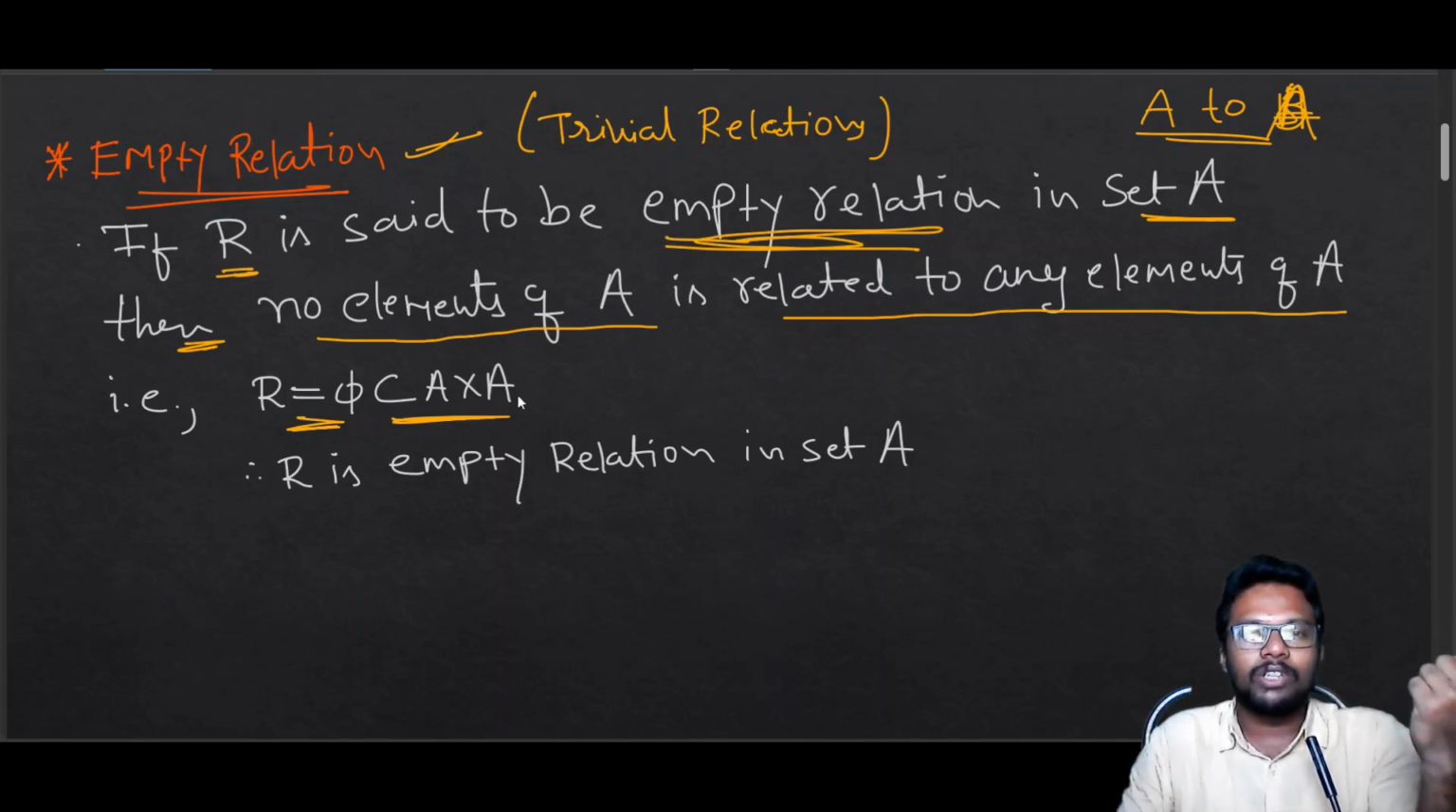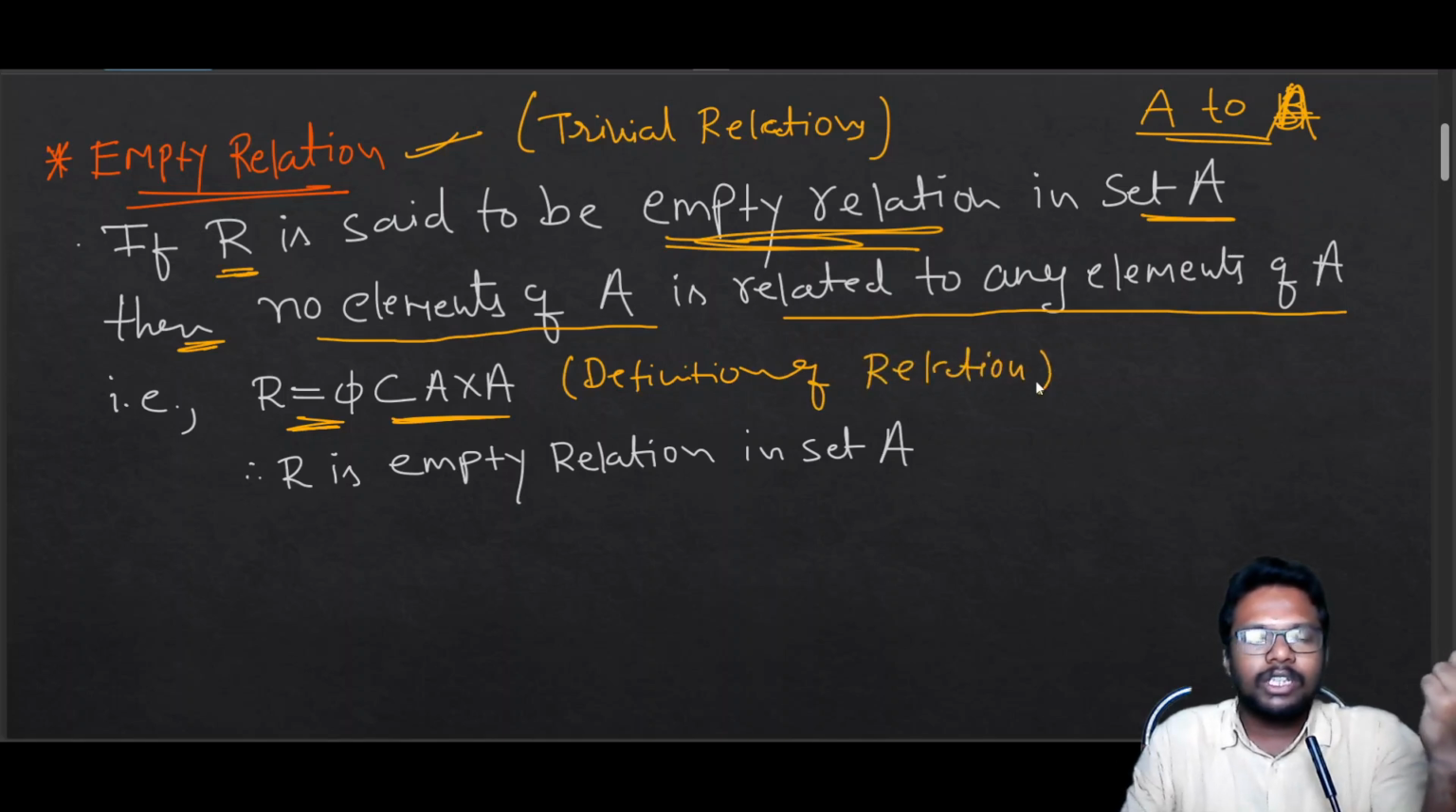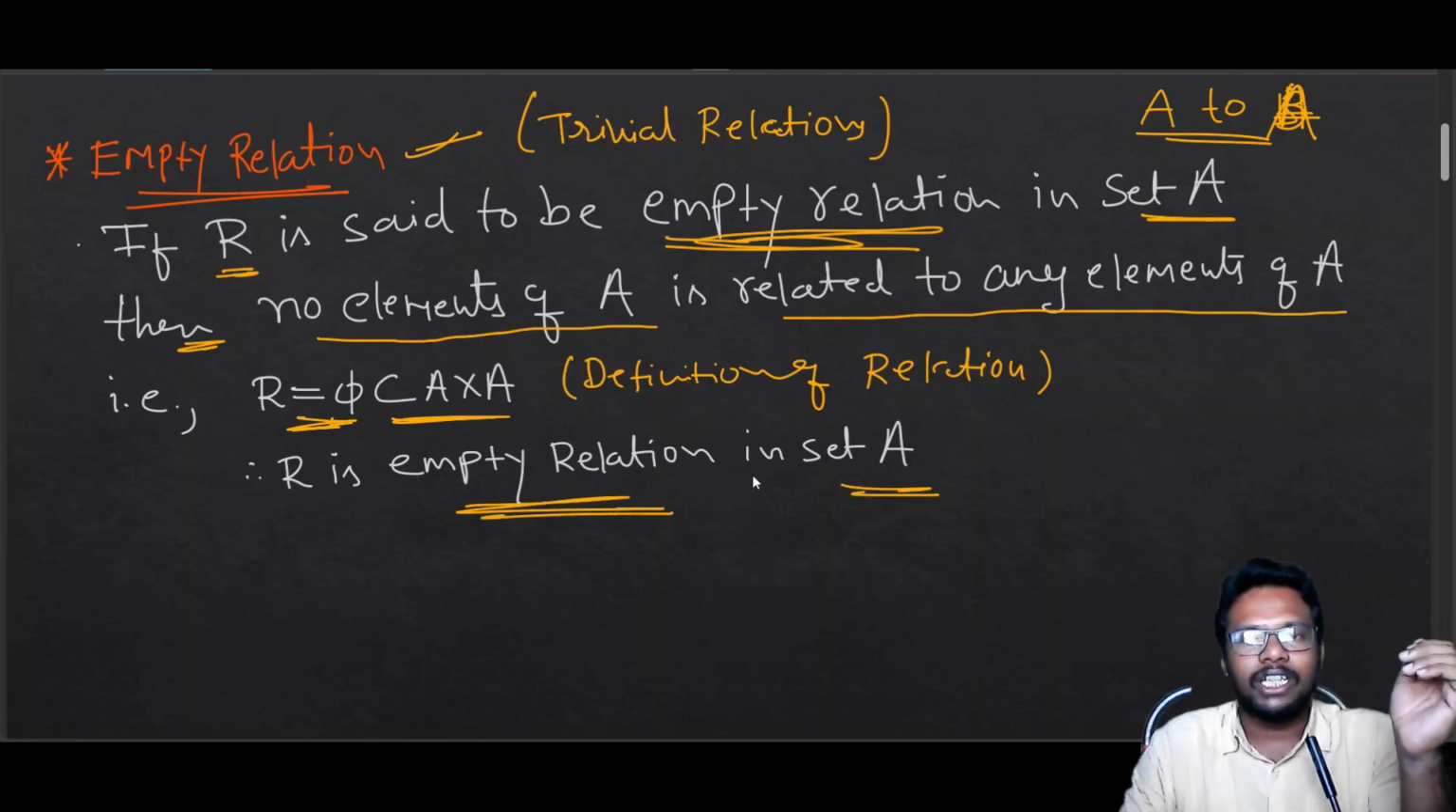By using the definition of relation: we have mentioned if R is said to be a relation from A to B, then R must be a subset of A cross B. In a similar way, here we got the relation empty. So this empty set is a subset of A cross A. If the empty set is a subset of A cross A, then obviously we can say this empty set is a relation. So that empty set is nothing but an empty relation. So R is an empty relation in set A, because R has no relation created between set A itself.